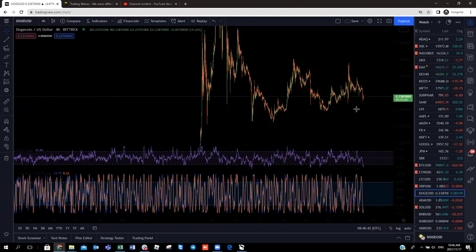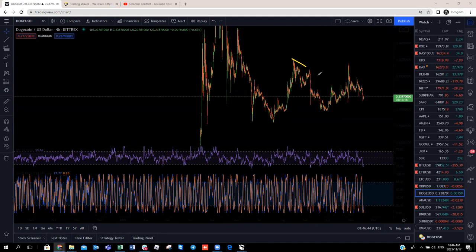Dogecoin. Also could be playing out this structure here and looking for this to come down here and push to the upside.